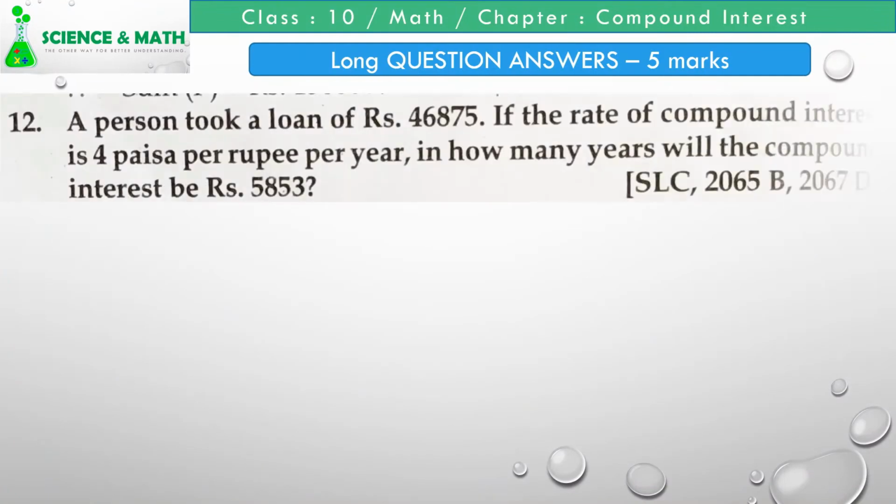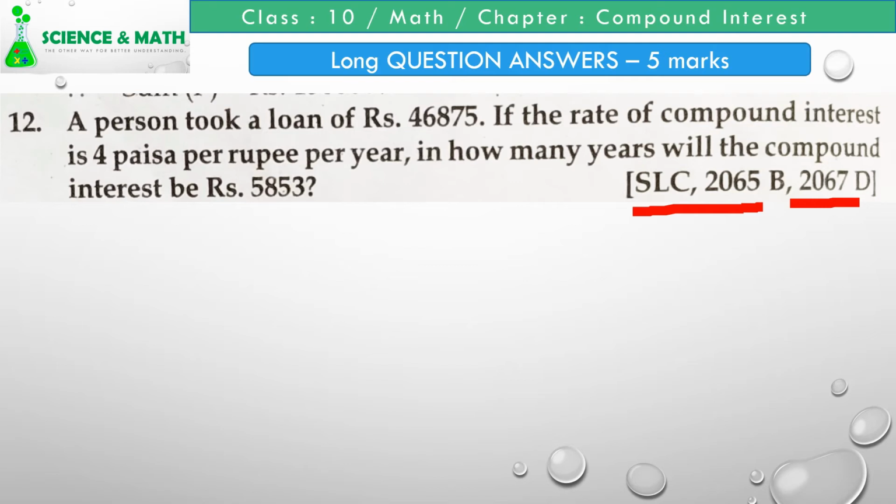Question number 12. A person took a loan of rupees 46,875. If the rate of compound interest is 4 paisa per rupee per year, in how many years will the compound interest be rupees 5,853? This question is asked in SLC 2065 and 2067.